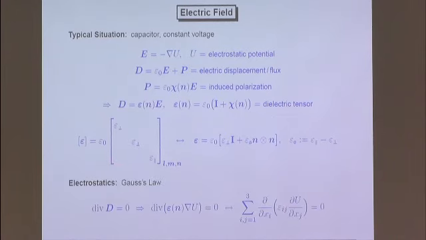The electrostatics then: the electric field in a static equilibrium situation must obey the standard electrostatic equation. With no charges present, no charge density, the divergence of the electric flux, the displacement, must be 0. And so in that case, this becomes a second order PDE for the electric potential.